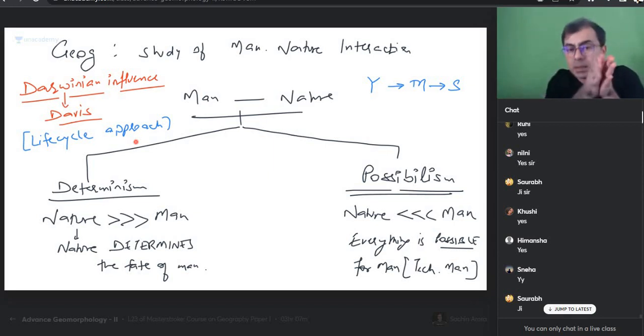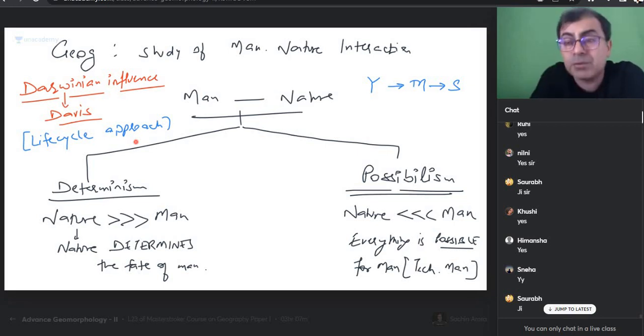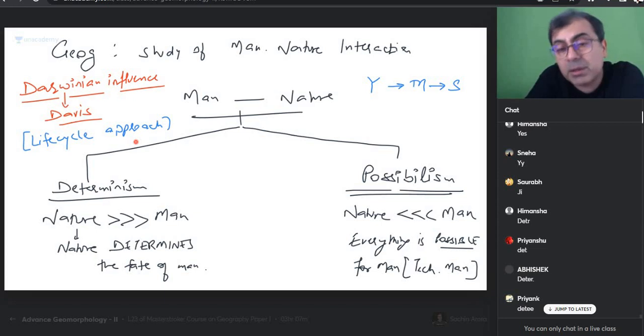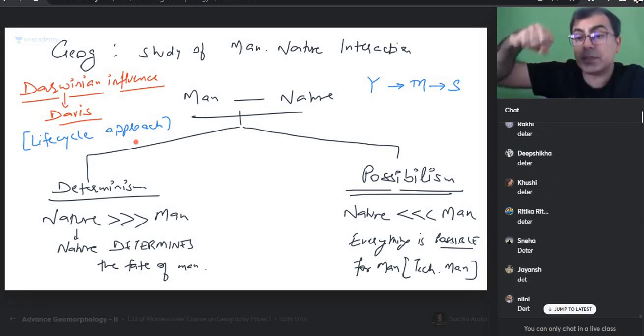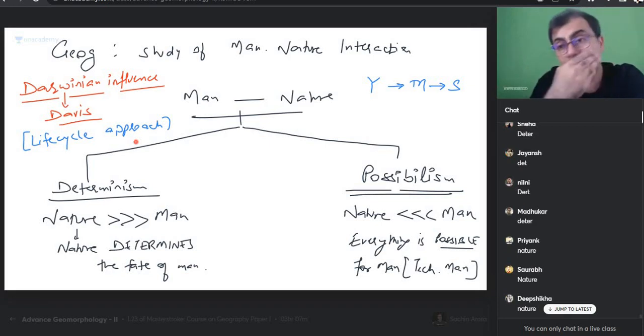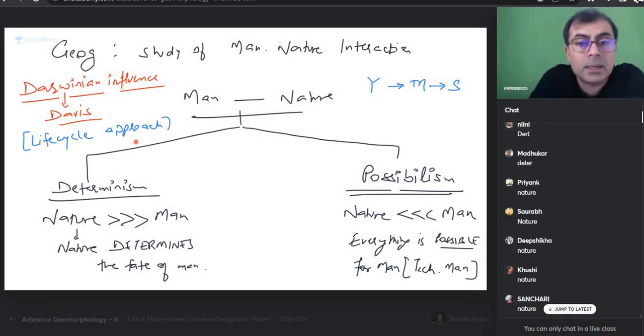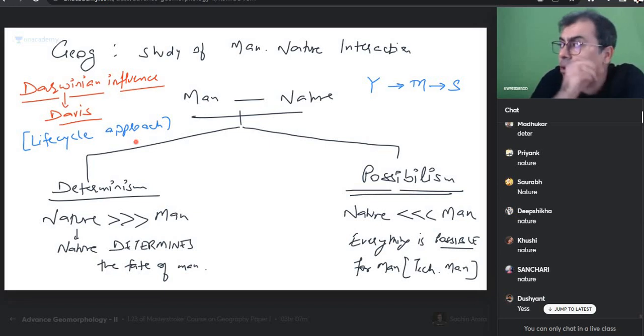So Darwinian ideas are deterministic or possibilistic? So Darwinian ideas are definitely deterministic. Because who controls the fate? Who will select? Nature will select. Nature will select. You don't stand a chance. If you are weak, nature will eject you out. Perfect.